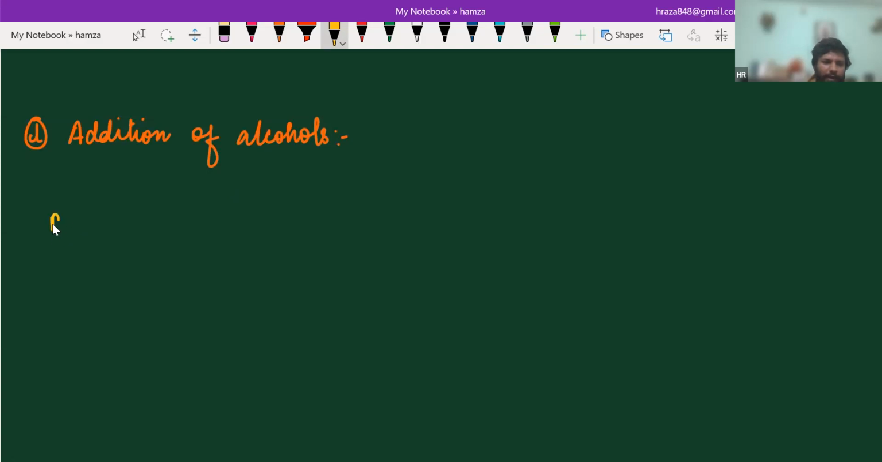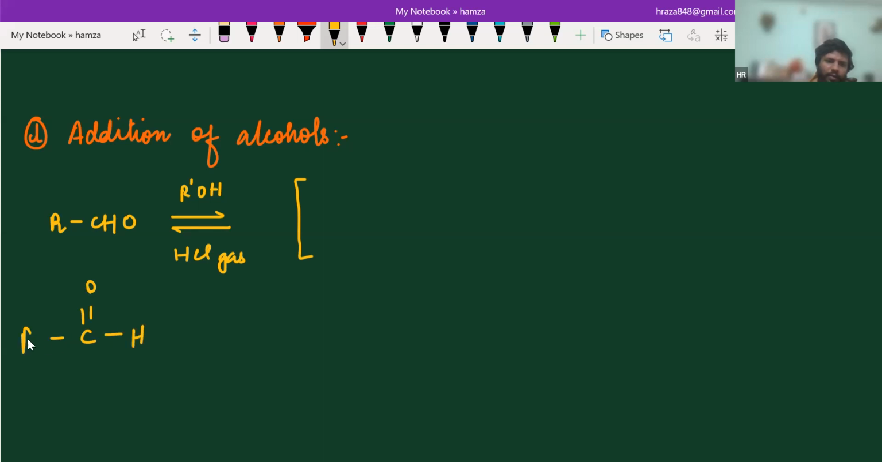If you have aldehyde RCHO, you are going to react this with alcohol in the presence of HCl gas, hydrochloric gas. So what will happen? You will get an intermediate. There is a double bond, doubly bonded like this. This again will have the same thing: it will have negative, this will have positive charge. And again, this R'OH will have negative and this will have positive charge.